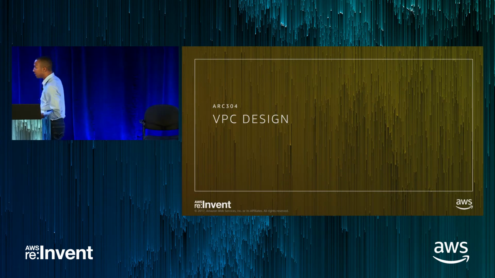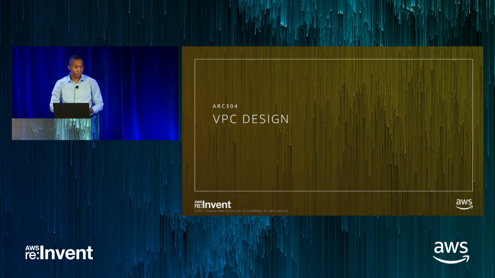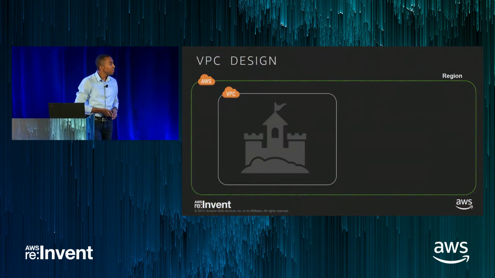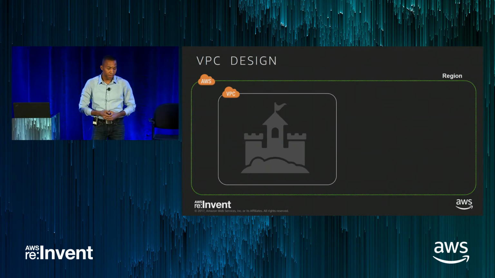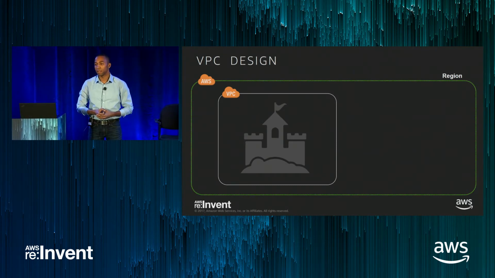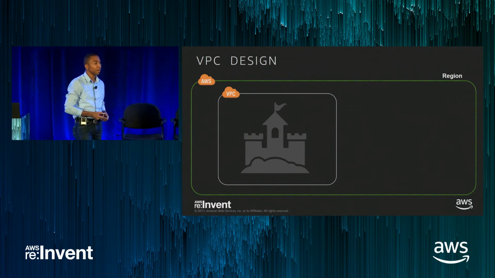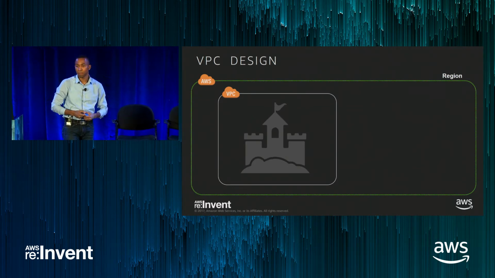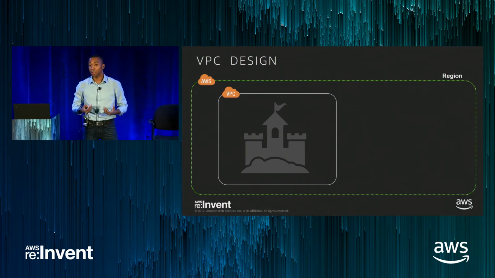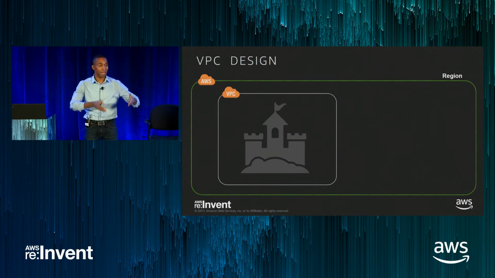So let's talk a little bit about VPC design. When you set out to create a VPC, the very first question you ask yourself is, where am I going to create it? The answer is normally driven by, where are my customers located? Or do I have to satisfy data sovereignty laws? Does my data need to reside in a specific geographic area?